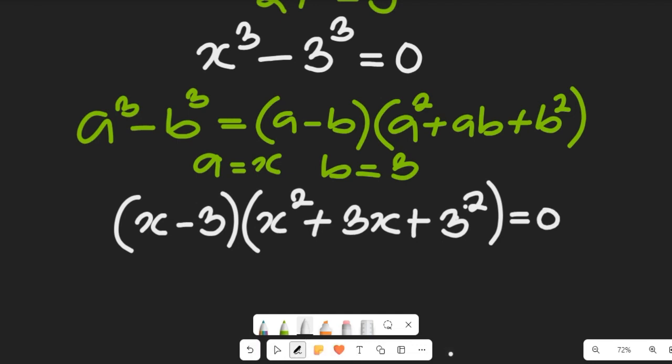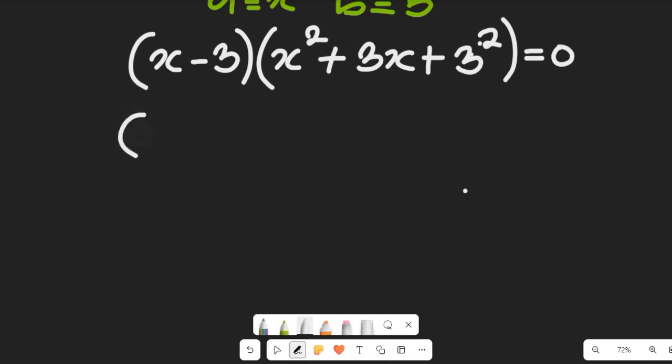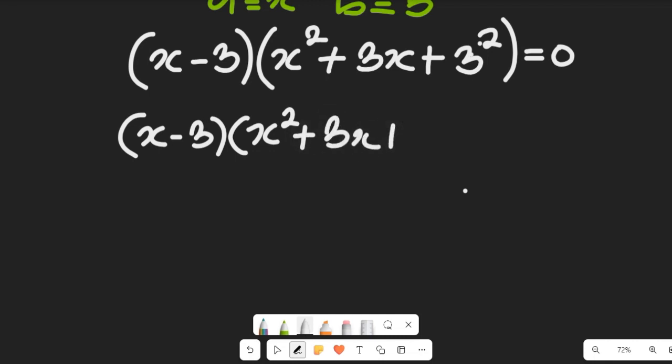Great. So what do we see there? We are seeing a zero product rule, and that is going to give us, if we simplify, x minus 3, right? And this will be x squared plus 3x plus 3 squared is what? 9, and all this will be equal to 0.